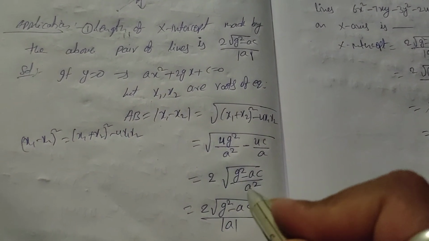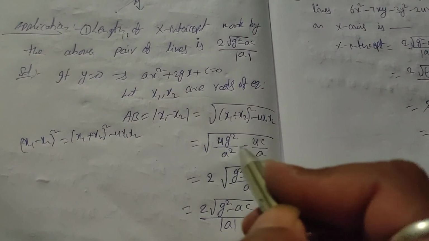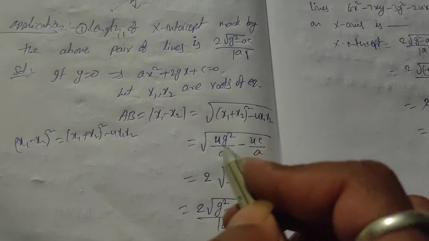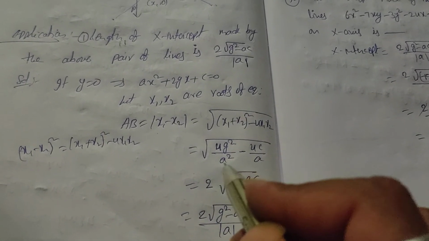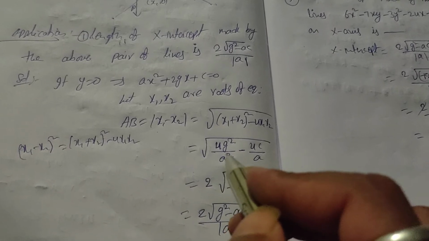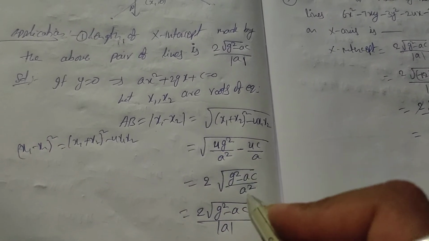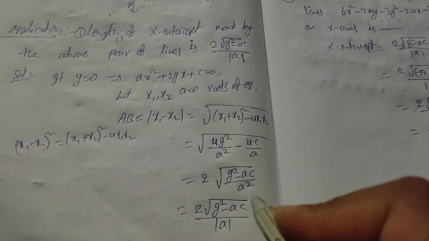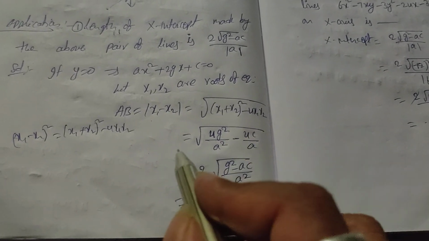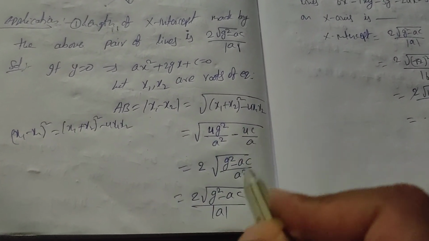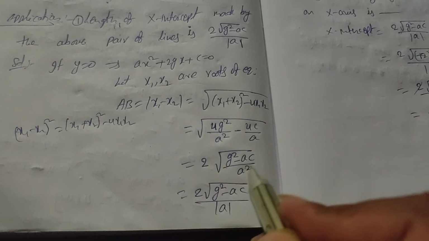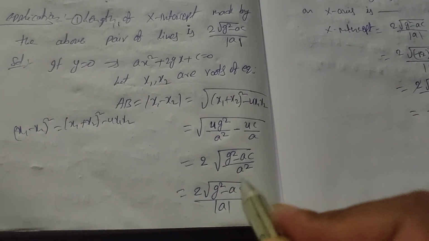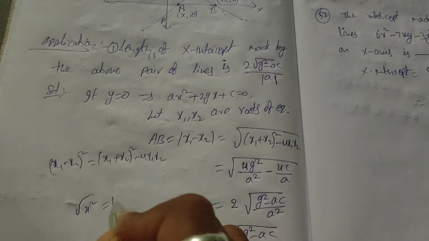So take a square as LCM, and if you take 4 common from these two terms, that comes outside as 2 into root over g square. Here a square is the LCM, so g square only, and in the second term a goes once, that is 4ac. Actually after taking 4 common we have only ac. So what is the formula? 2 into root over g square minus ac, divided by root a square, which you can write as modulus of a. So always remember root x square is equal to mod x.